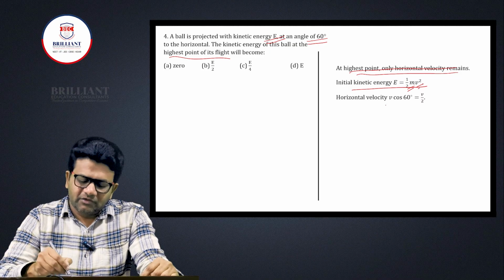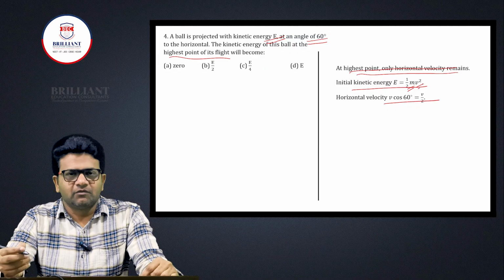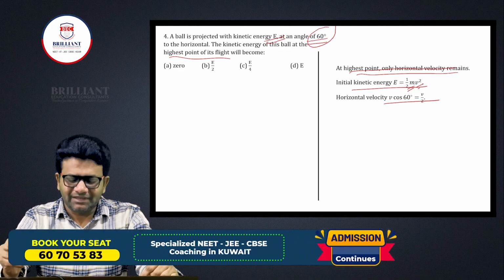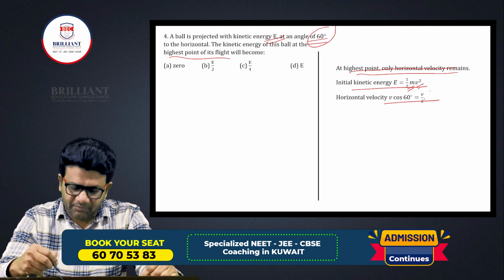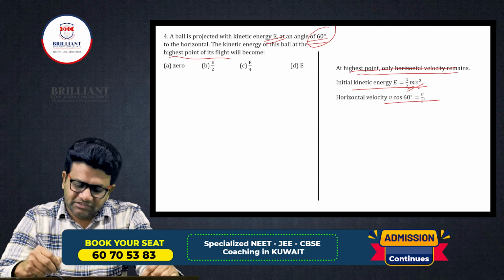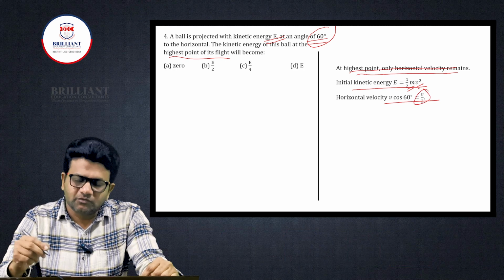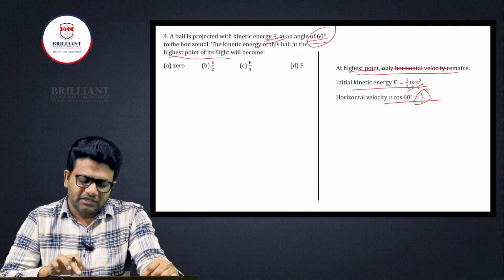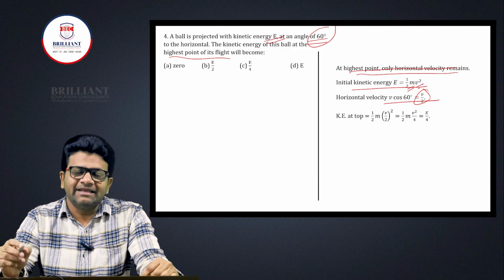Then horizontal velocity is equal to u cos theta, or v cos theta if you are taking v here. Theta here is given as 60 degree. And cos 60 is equal to 1 by 2, as you know. So v cos 60 is equal to v into 1 by 2, which is equal to v by 2. So we got that.